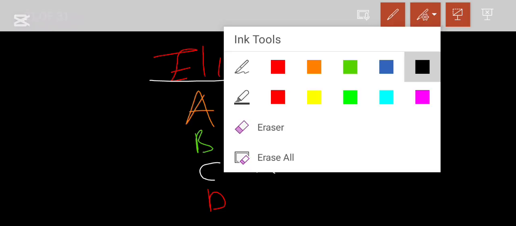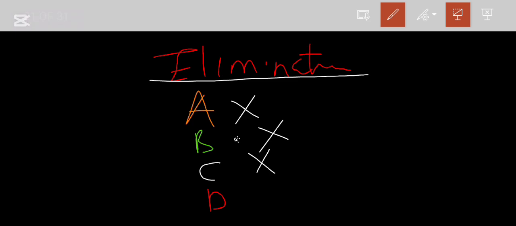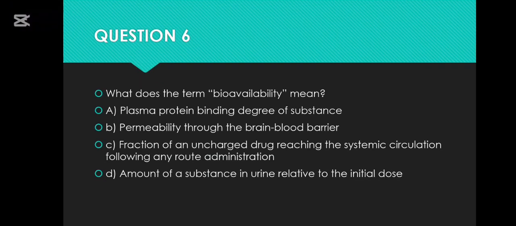Then if you find that the last option is making complete sense, then you can go with D. Or in a case where you find that all the answers are not making sense, then you just need to come back to B because it made a little bit of sense. This way you are never going to lose a lot of marks whenever MCQs are concerned. So basically here the answer is C. We are looking at the fraction of unchanged, not uncharged, but unchanged drug reaching the systemic circulation following any route of drug administration, and I believe this is what I mentioned.